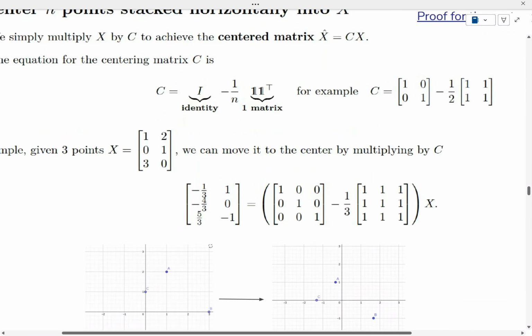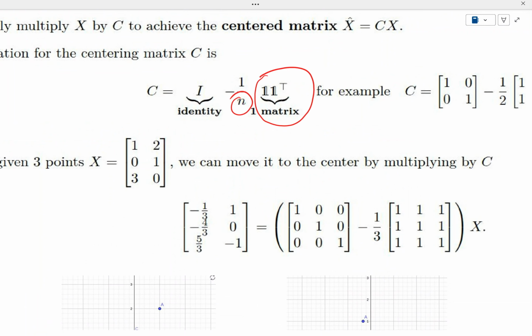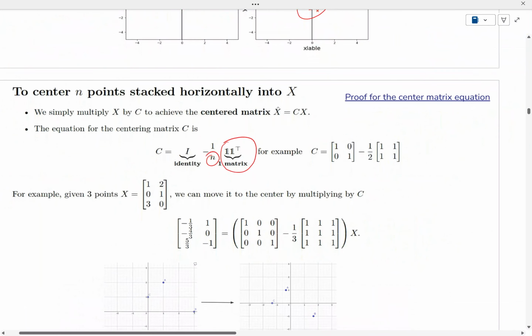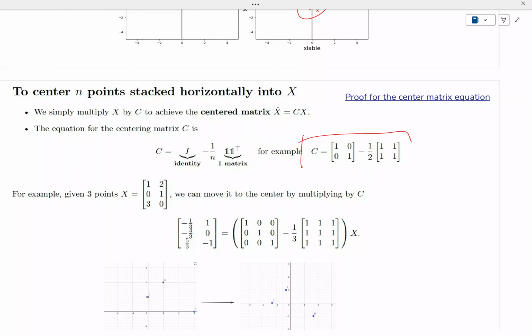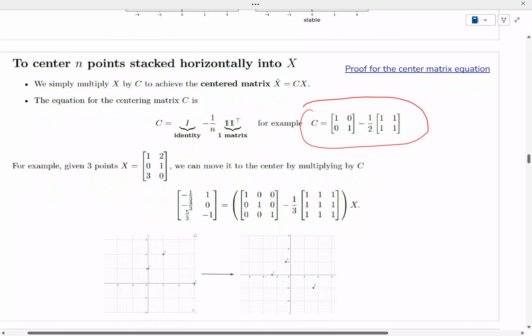So a centering matrix is defined as the identity matrix subtracted by the one matrix divided by the number of samples. So if you only have 2 dimensions, then you'll have a 2 by 2 identity, divided by 2 and then multiplied by a matrix of 1s. Now, why does this work? Well, I wrote the proof for you if you're interested, but for now, you don't really need to understand the proof. You just need to know that this matrix essentially is capable of moving a set of data into the center point.